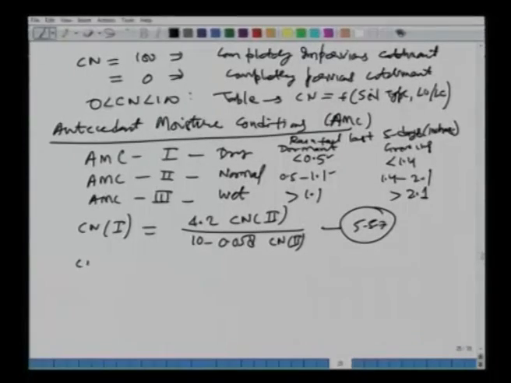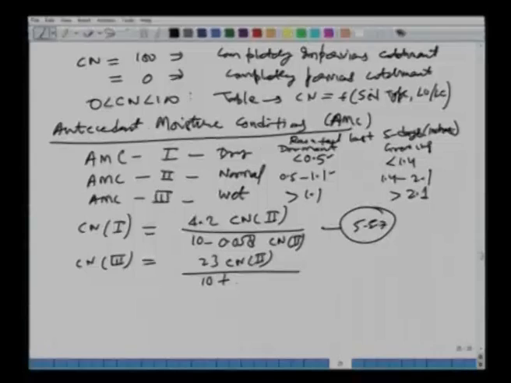And then if you have the wet conditions, then you can convert or find the suitable value of curve number for the wet season as this, over 10 plus 0.13 of your curve number for the second conditions, this is 5.5.8. So, you can see that these are very simple equations to use.